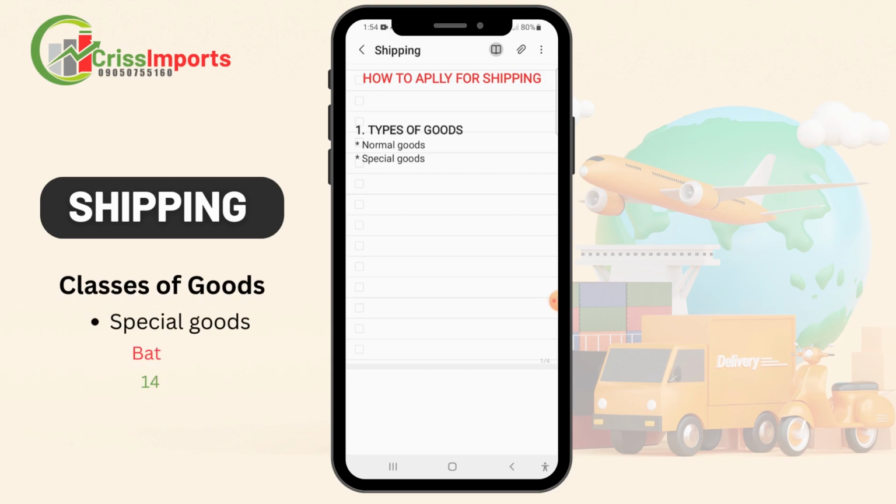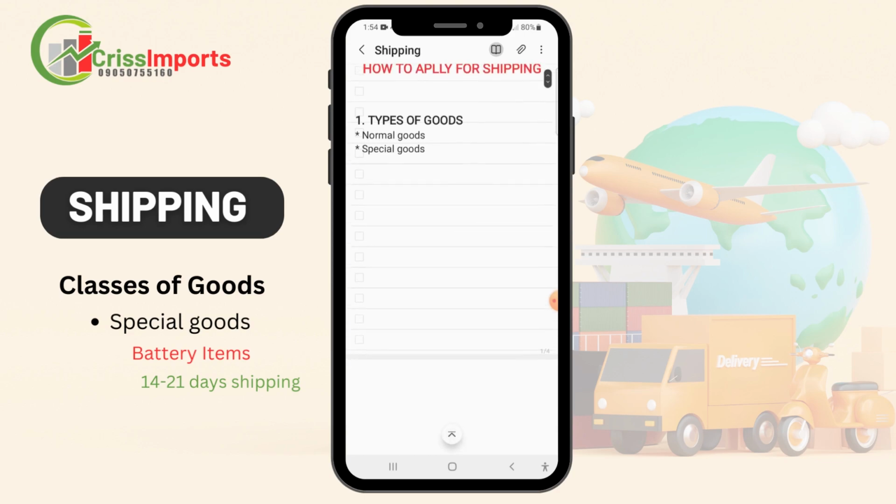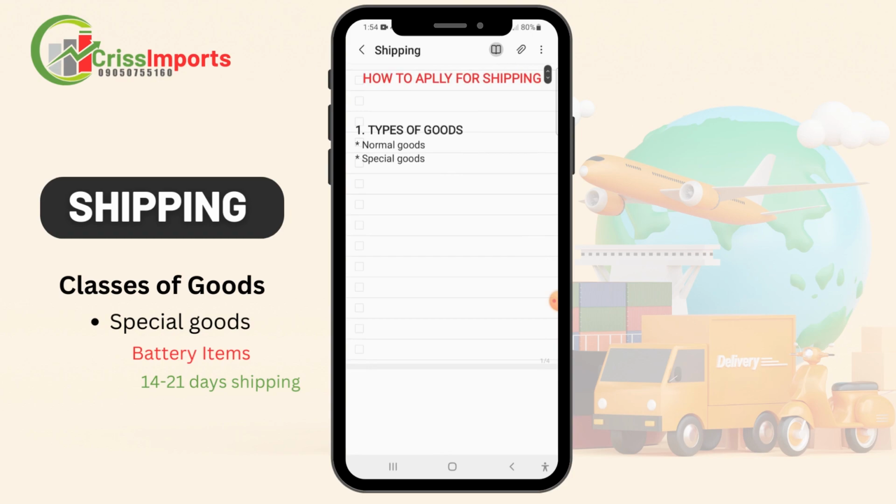So the second category is special goods. Now, what are special goods? Special goods are the opposite of normal goods. It makes sense, right? Special goods are everything that has a battery in it, anything that has liquid in it, anything that has powder, or even medicine. If you're buying anything like herbs, belly tea, yoni pills, anything that has to do with balm, all those medical things, if you're buying anything related to that, then it is special goods.